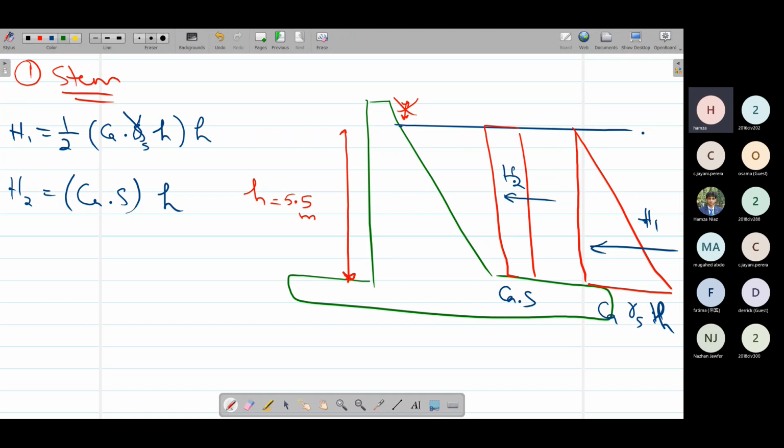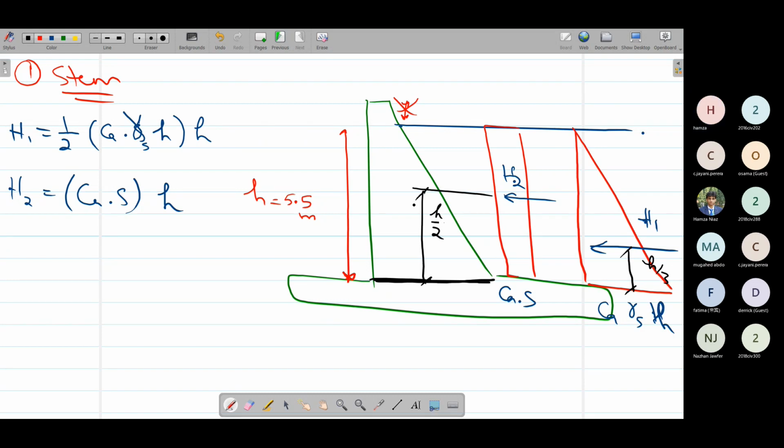Okay, now we have to calculate these moments. For these moments, simply determine the moment arms. As the critical moment is at the face of the stem, we are going to take the moment arm from the face of the stem. So for H2, it would be H over 2, simply half of the H value. For H1, it would be H over 3.